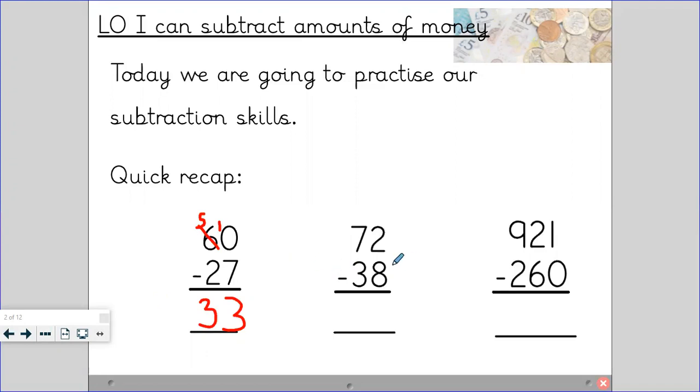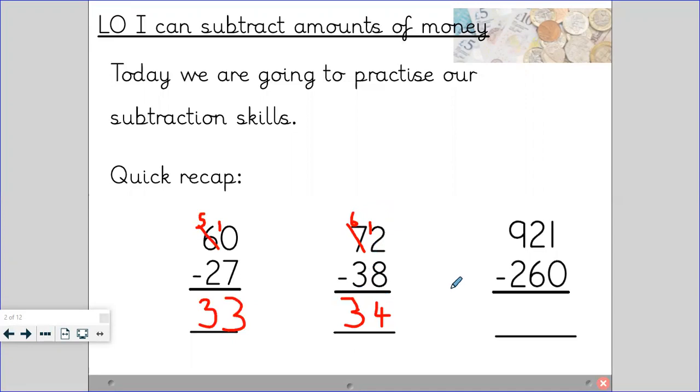Over here, 72 take away 38. Same again, we cannot take 8 away from 2, so we will need to exchange. We're going to cross out that 7 in the tens column. We're going to take one of the tens and exchange it for 10 ones, which we're going to put into this ones column, and we've now got 6 tens left. 12 take away 8 equals 4. 6 take away 3 equals 3. There we go.